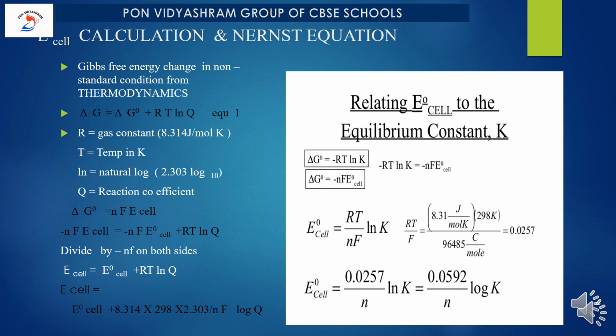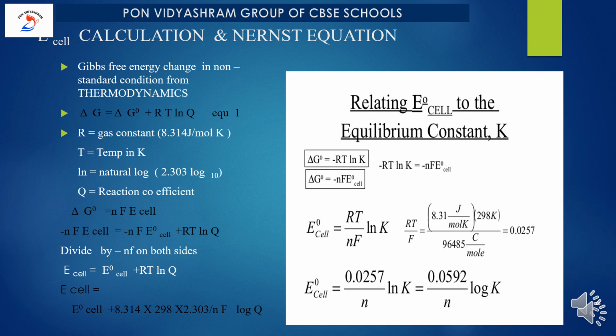Again, let me repeat, delta G is the Gibbs free energy change in non-standard condition. Now, E cell in the equation can be calculated by using the Nernst equation. Gibbs free energy in non-standard condition can be derived from a thermodynamic equation. In class 11, you have studied about this.